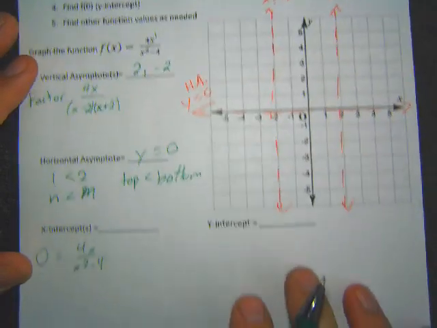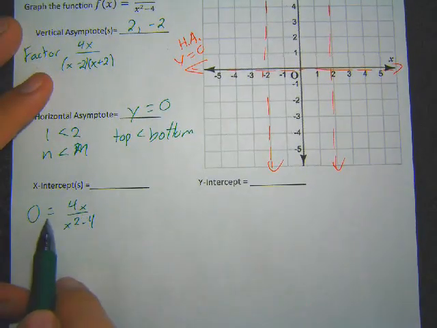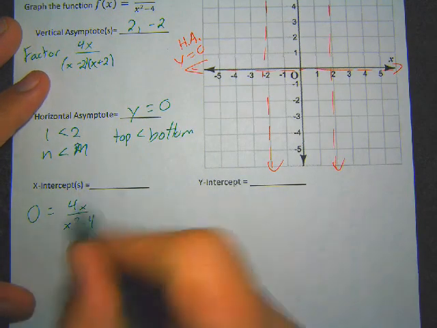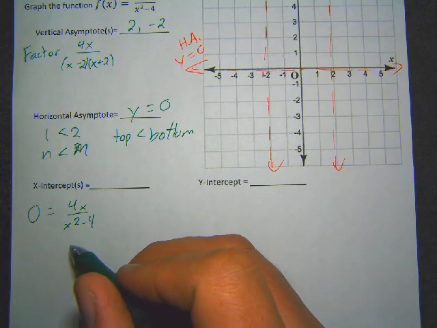Now note, there's something important to notice about this. The only way you can make a fraction equal 0 is if the top equals 0. You can't make the bottom equal 0, because remember, you're not allowed to make the bottom 0. Those are restrictions. We're not allowed to do that.